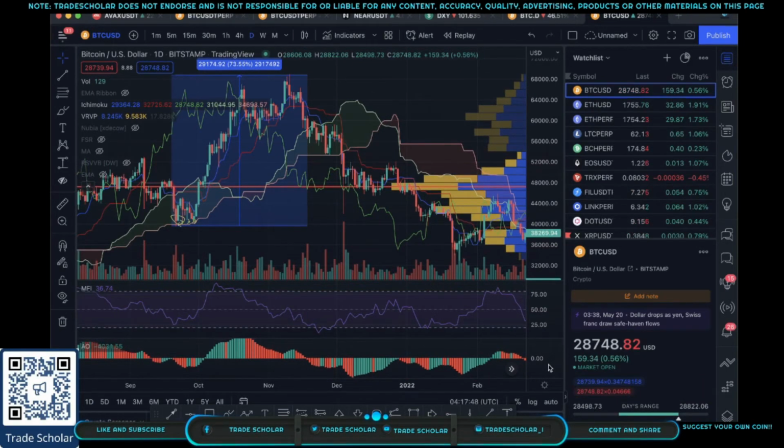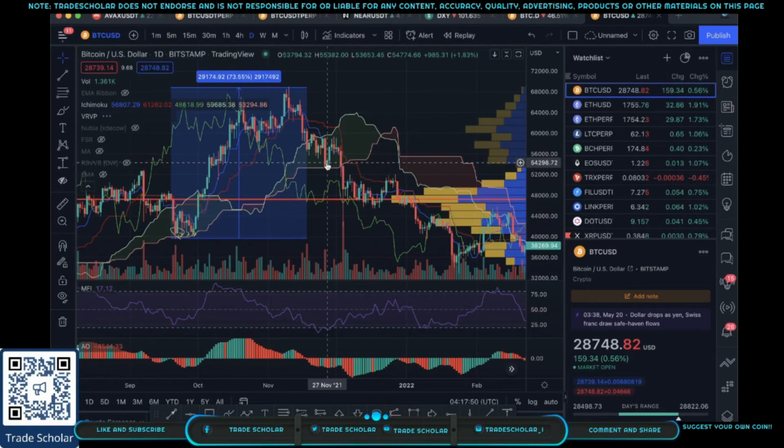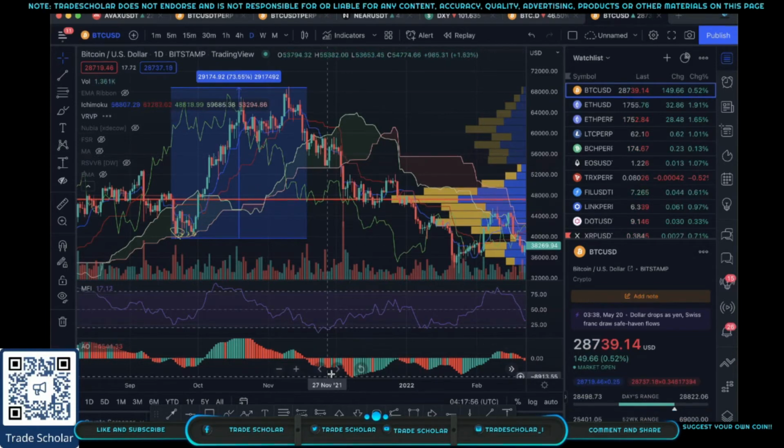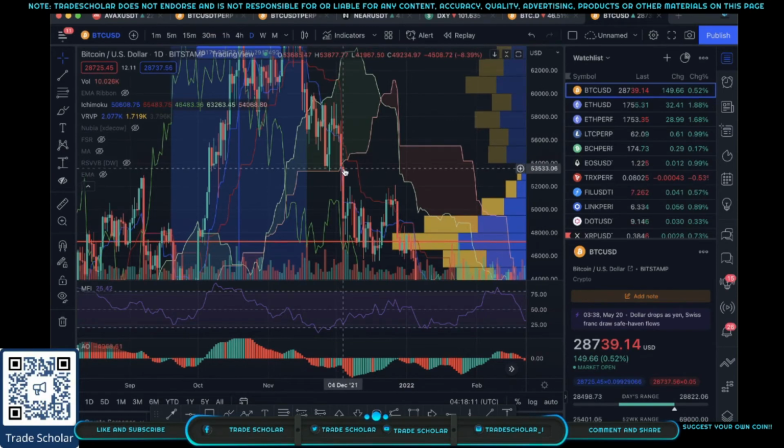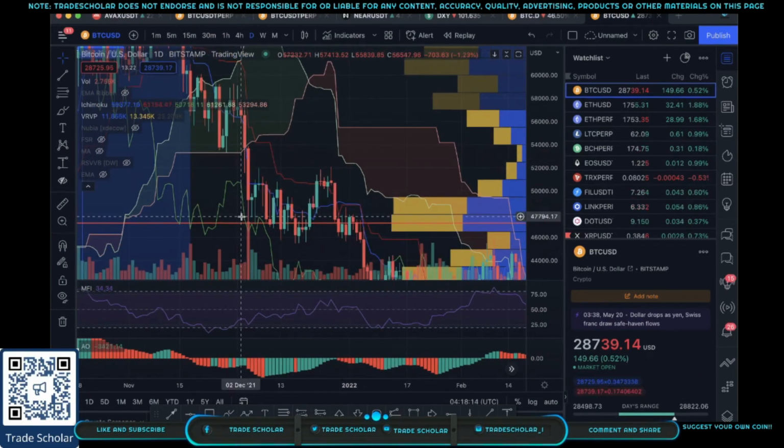And right here is another one really trying to hold the cloud again. But our Awesome Oscillator can tell us that it's already bearish, so it did not hold here. We have a test. We were almost able to copy this bounce here, but we didn't. We broke the cloud. Once you break the cloud, you can see a huge drop from there. That's why the cloud is so important.